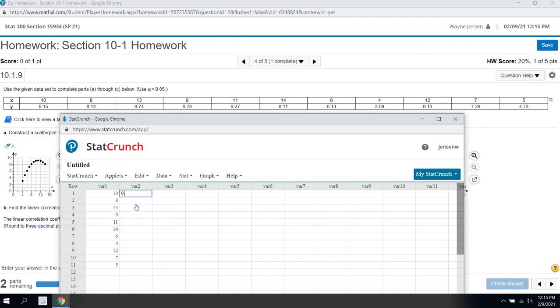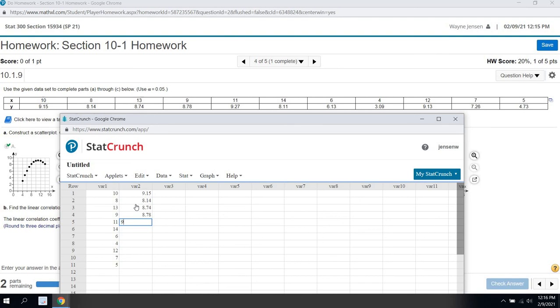Then I'm going across the y column. 9.15 was attached to the 10. The 8 had an 8.14. The 13 had an 8.74. The 9 had an 8.78.